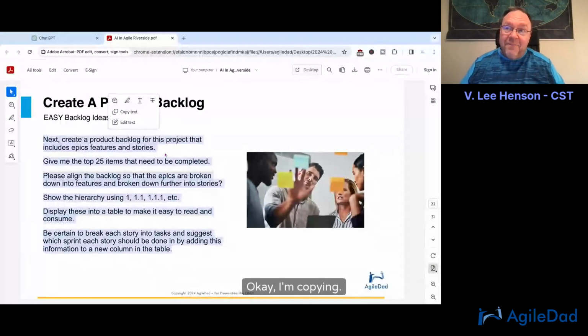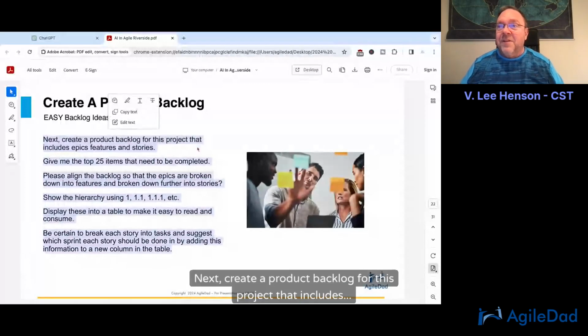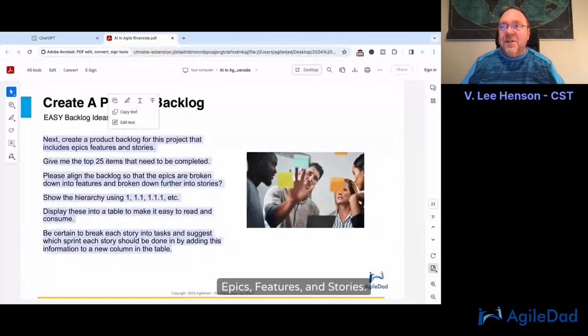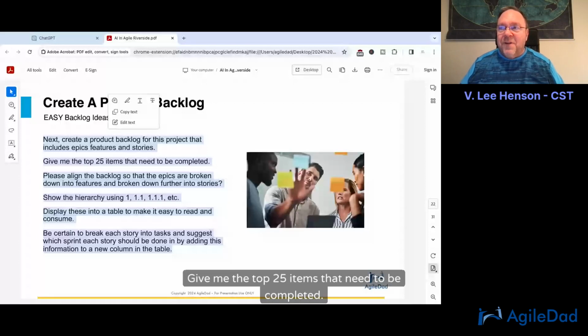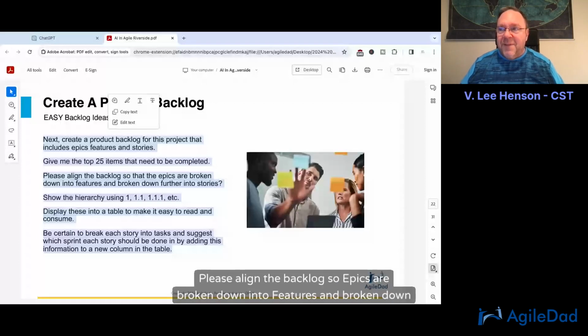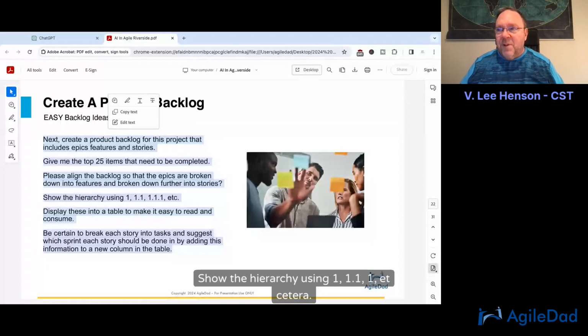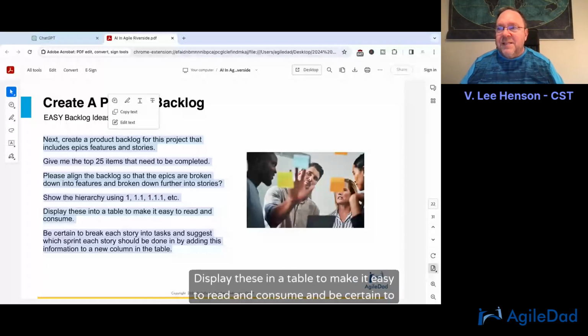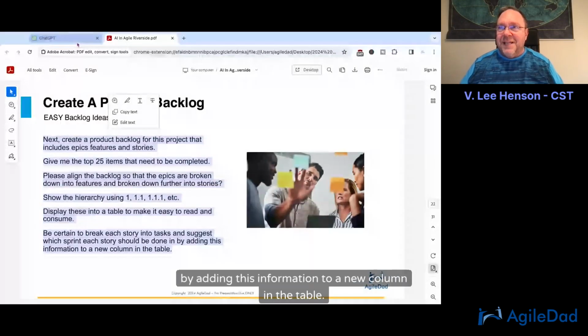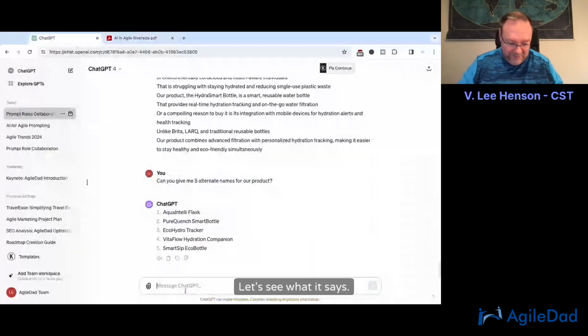Okay, I'm copying. Next, create a product backlog for this project that includes epics, features, and stories. Give me the top 25 items that need to be completed. Please align the backlog so epics are broken down into features and broken down further into stories. Show the hierarchy using 1, 1.1, 1.1.1, etc. Display these in a table and make it easy to read and consume, and be certain to break each story into tests and suggest which sprint each story should be done in by adding this information to a new column in the table. Let's see what it says.